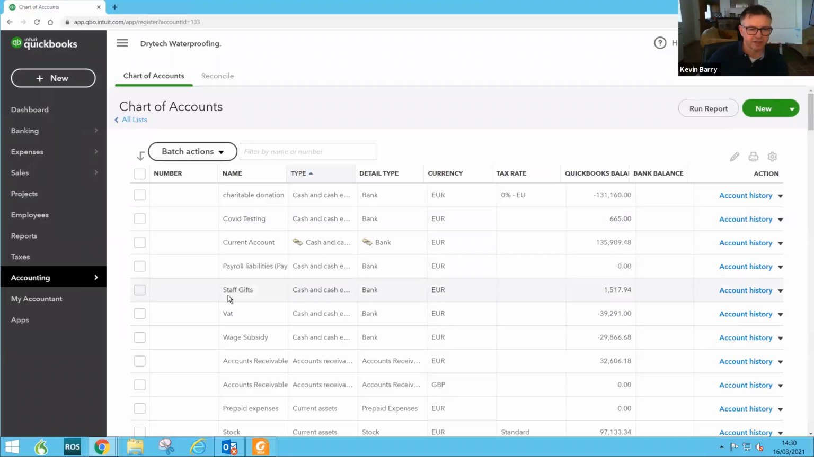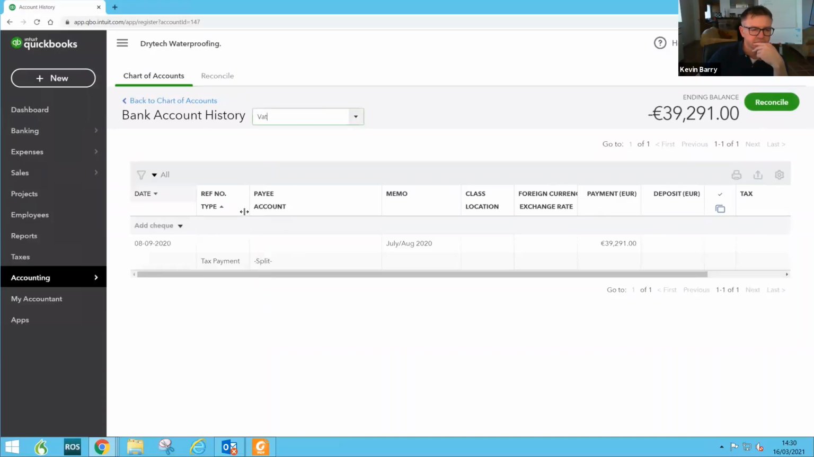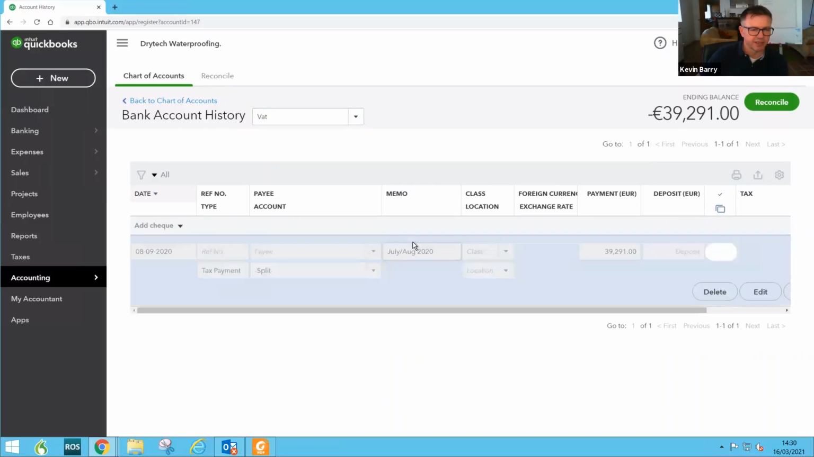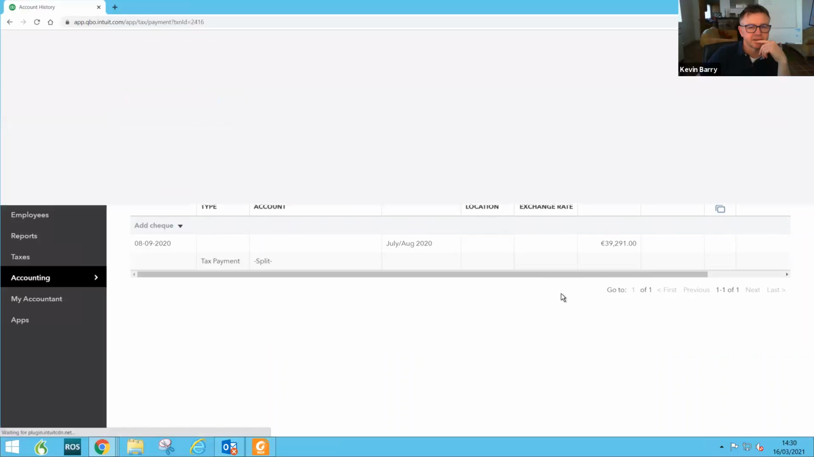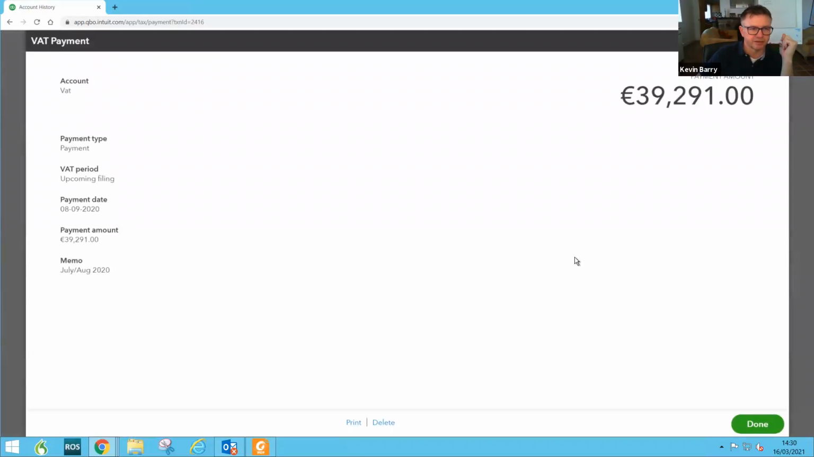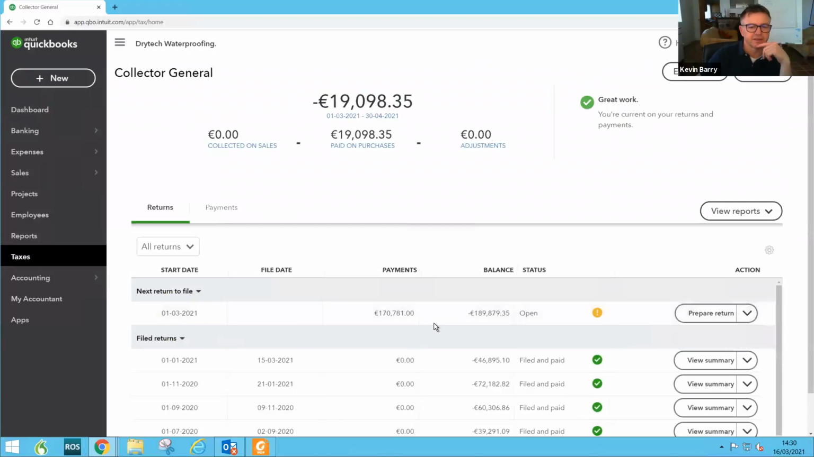With staff gifts, these aren't bank accounts. That would be expenses. VAT. So what I'll do is point out what probably needs to be fixed. That's paying the VAT man, so that would generally go into, go there anyway, wherever it ended up.